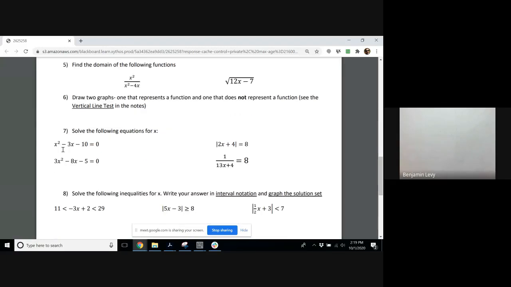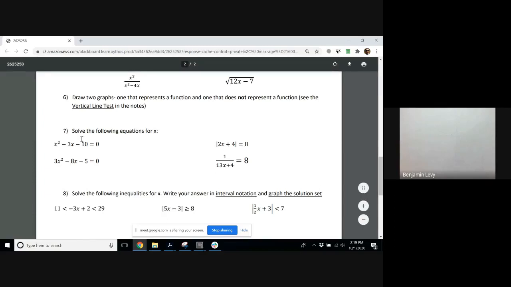There's lots of different equations that we can solve. There's quadratics like these two. You either factor those or use the quadratic formula. And then there's all kinds of other equations that we can solve. I put a couple of them here, but there's others too, right?